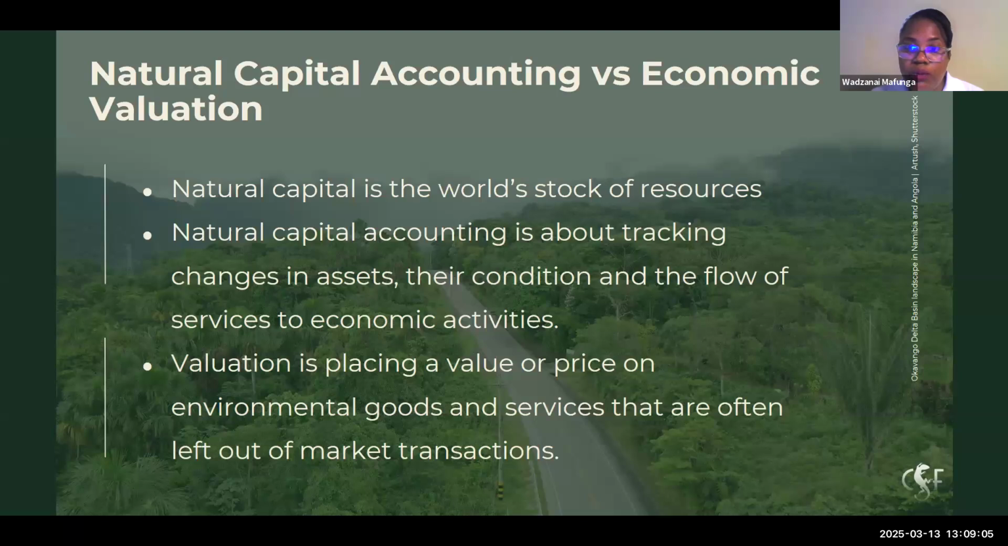So with valuation, we know that it can be difficult, if not impossible, but us not doing so leaves us valuing all the environmental resources at $0, which is something that does not lead to the best policy decisions. Next slide, please.